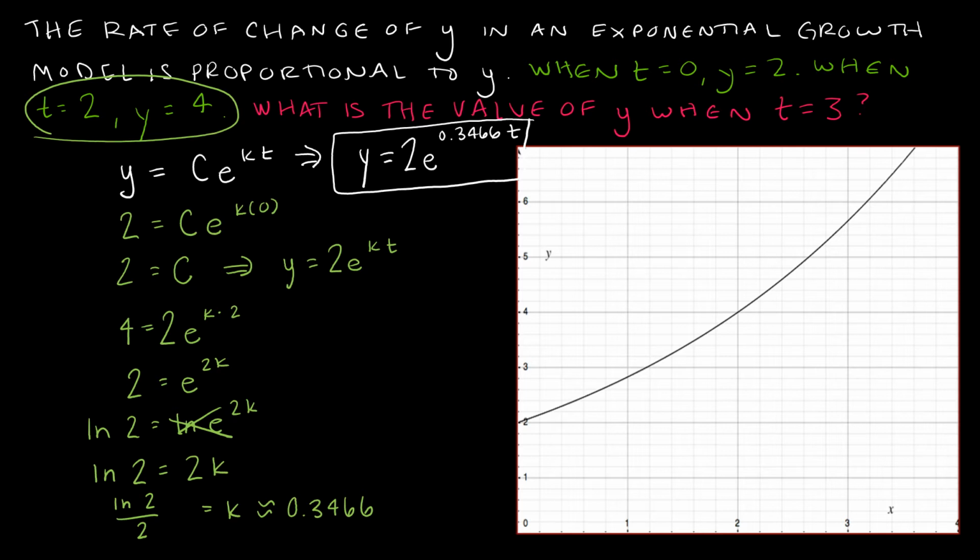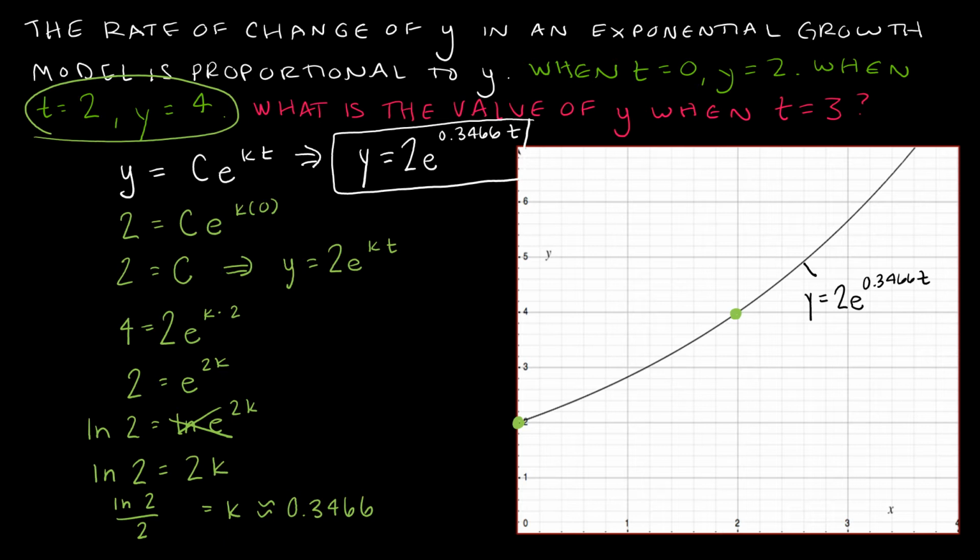Now before I do the part in pink, I just want to point out that this is what that model would look like, and again when t is 0, y is 2. That's this point right here. And when t is 2, y is 4 is this point right here. And this equation, or this line, is that model I just came up with. Y equals 2e to the 0.3466t, or I could use natural log of 2 over 2 instead of my decimal equivalent.